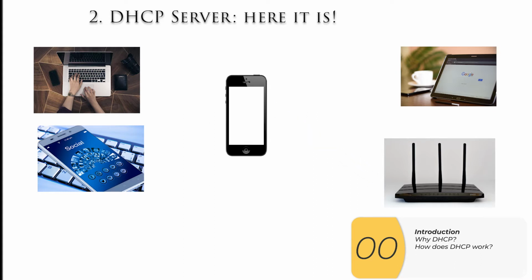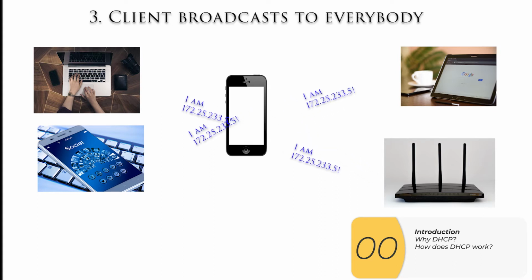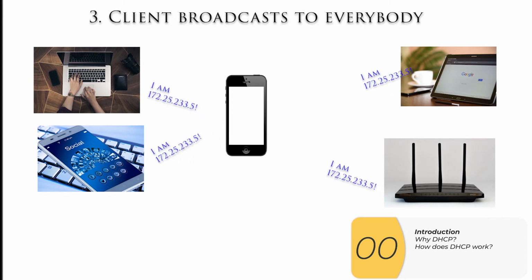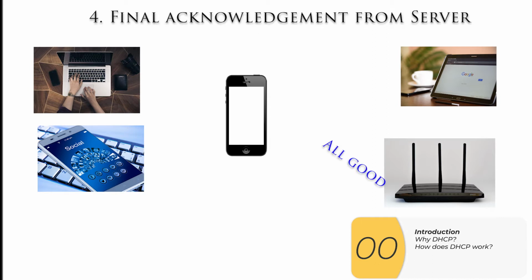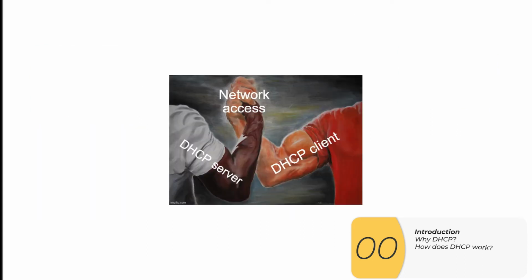The original phone, one more time, broadcasts to everybody else saying, I got an IP address, here it is. Not being dramatic unnecessarily, it's because if there's another DHCP server on the network, then that DHCP server will know that this machine has an address already. Last thing that happens is the DHCP server sends a message saying all is good, and after this, the phone, or the DHCP client, is on the network, ready to go with network access.